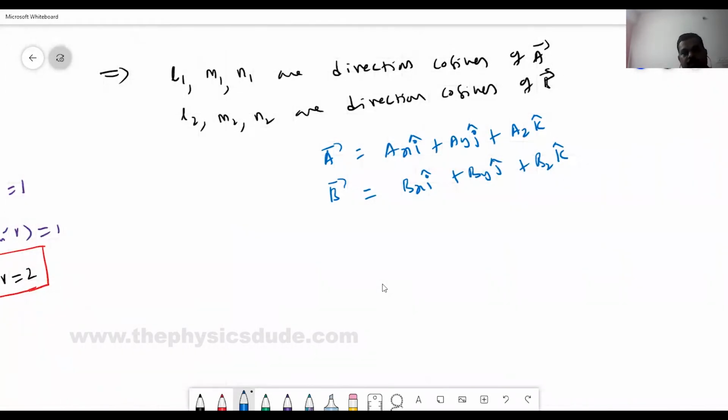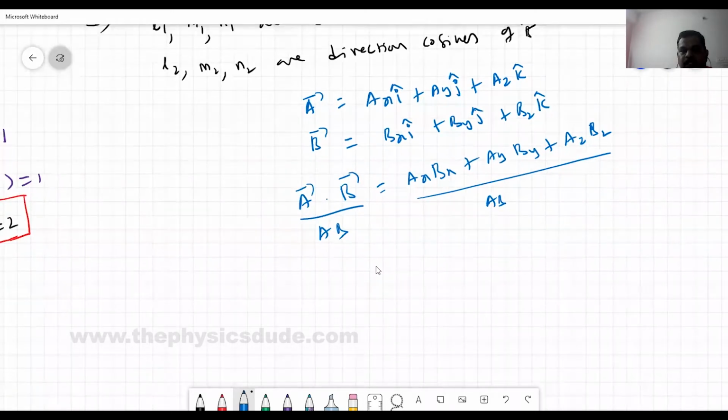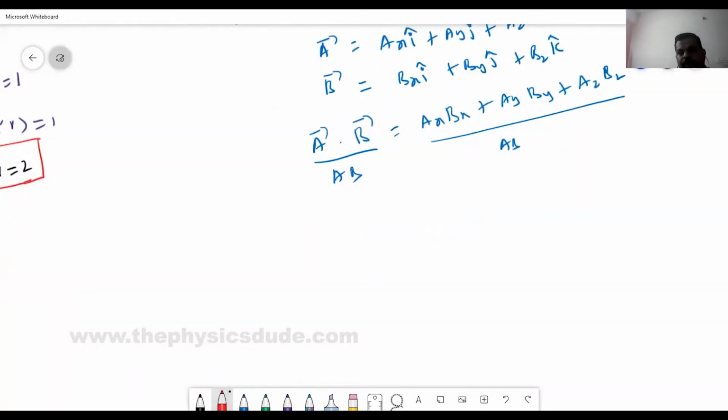So now let me find out what is a bar dot b bar. We all know if you take the dot product, i dot i, j dot j, k dot k. So simply I take ax bx plus ay by plus az bz. Let's divide with ab on both sides. So a bar dot b bar by mod a mod b is cos theta. So this will become cos theta. So this I can write ax by a times bx by b.